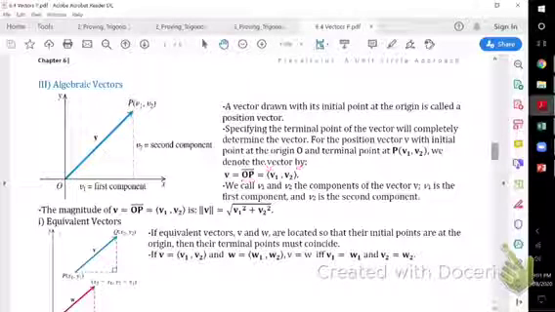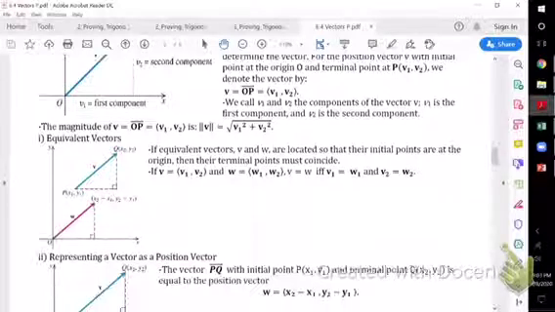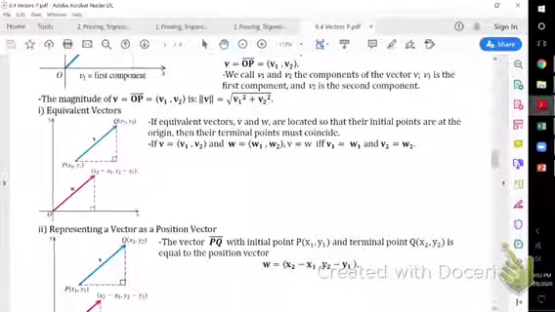Alright, then equivalent vectors. It says if equivalent vectors v and w are located so that their initial points are at the origin, then their terminal points must coincide as well. If they're equivalent vectors, remember they're going to have the same length and the same direction, so they should lie on top of each other. If vector v has a position vector at v1, v2, and vector w is a position vector at w1, w2, vector v will equal vector w if and only if, that's what the IFF stands for, v1 is equal to w1 and v2 is equal to w2.